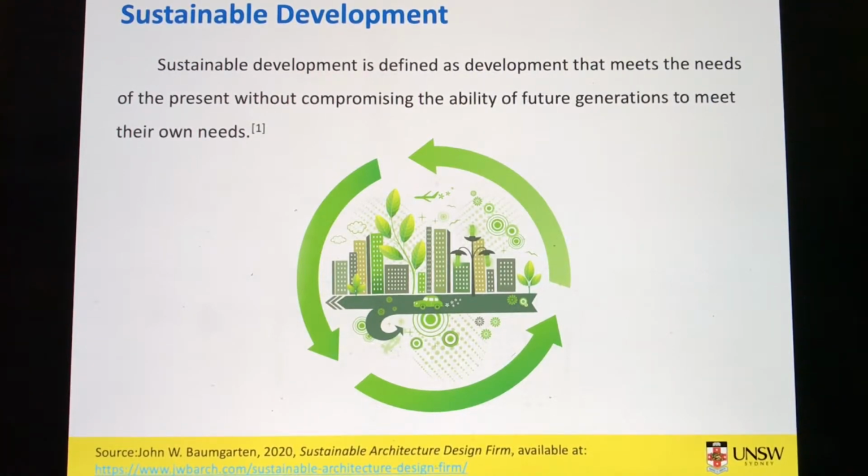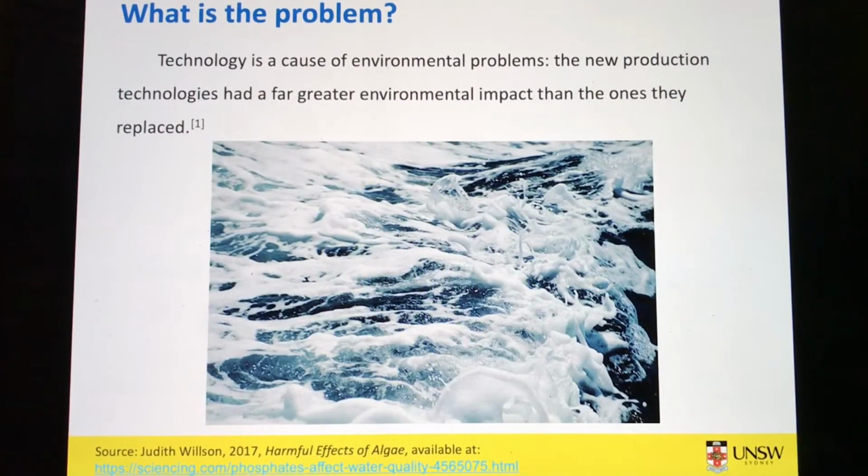Populations, consumption, and technology are three factors which can impact the environment. Therefore, technology, as one of the variables, is available for adjustment. Now let's come to the problem. According to Barry, who is a biologist, technology is a cause of environmental problems. The new product technologies have a far greater environmental impact than the ones they replaced.